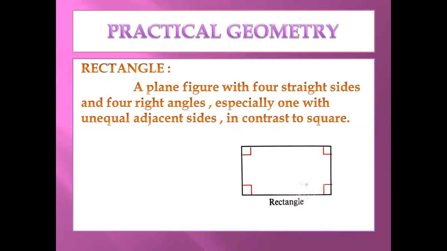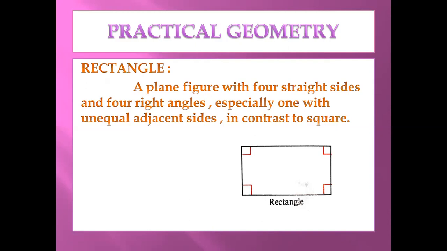Rectangle is also a form of the quadrilateral, as I told you that the square is also a shape of the quadrilateral. In a rectangle, 4 angles are of 90 degrees, but opposite sides are equal: 2 lengths and 2 breadths. In the square, all the sides are equal, but in the rectangle, only opposite sides are equal. A plane figure with 4 straight sides and 4 right angles, especially one with unequal adjacent sides, in contrast to a square.